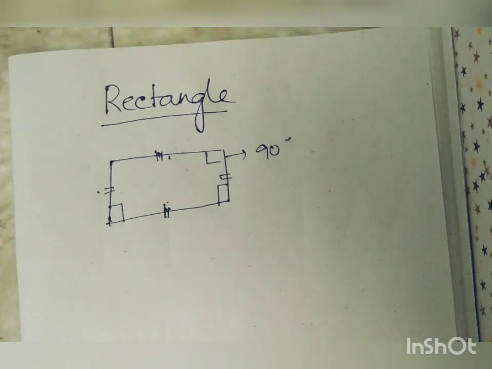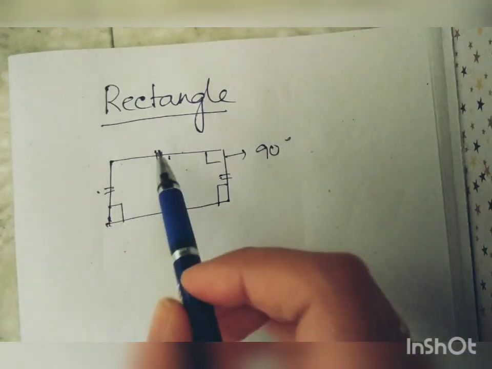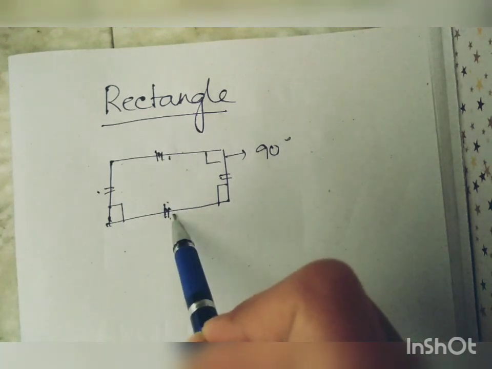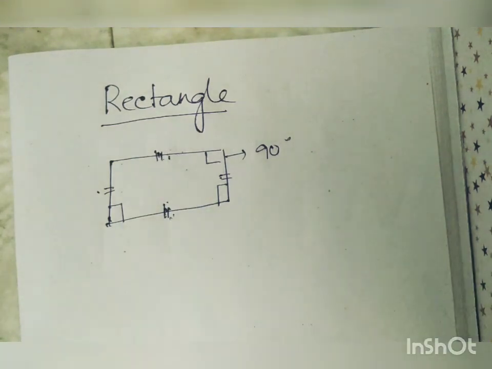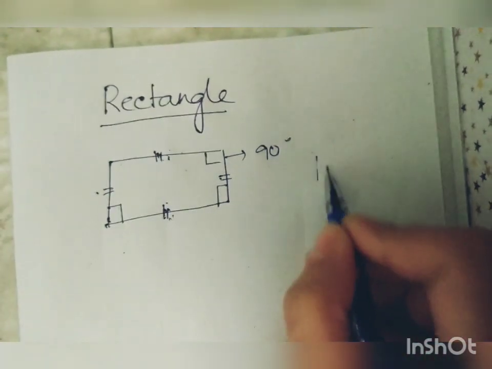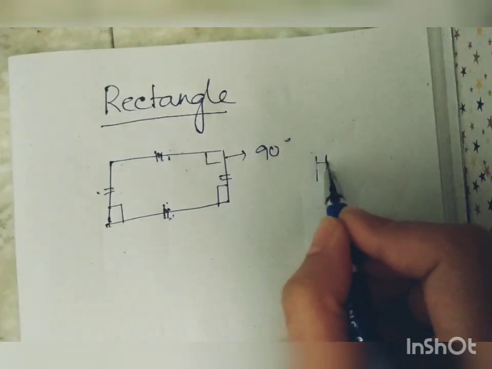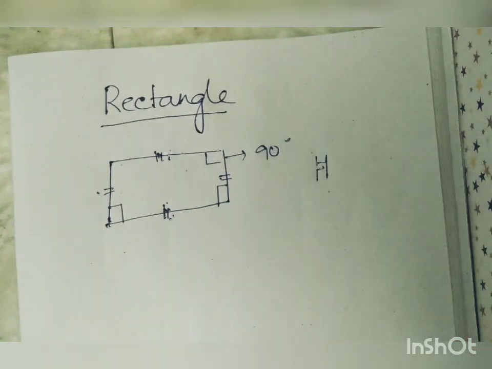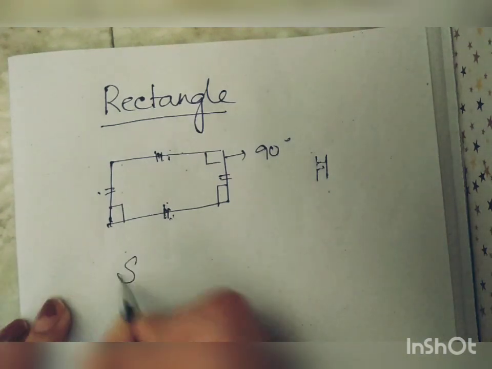Now these pairs of opposite sides are of course equal in length and also parallel to each other. Parallel means the distance between these two lines will always be the same. So this is the definition of the rectangle. Now let's talk about square next.